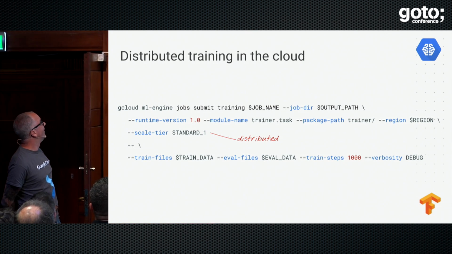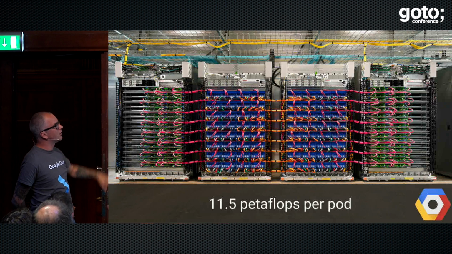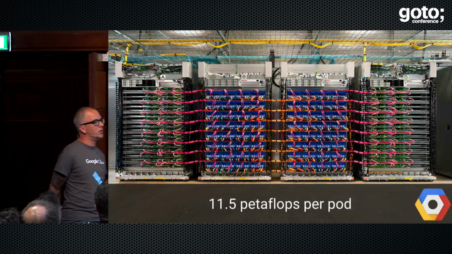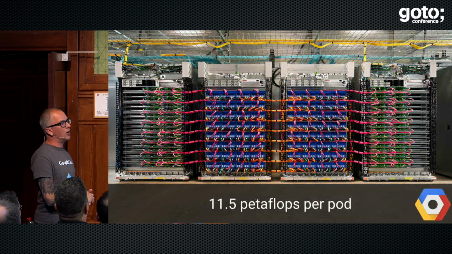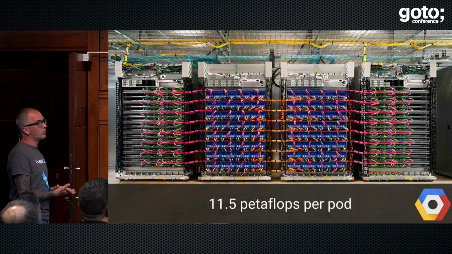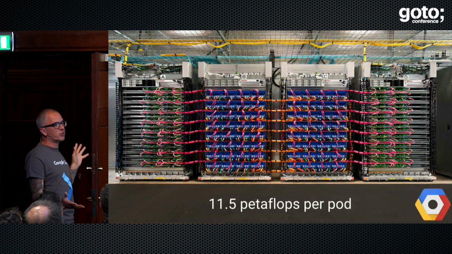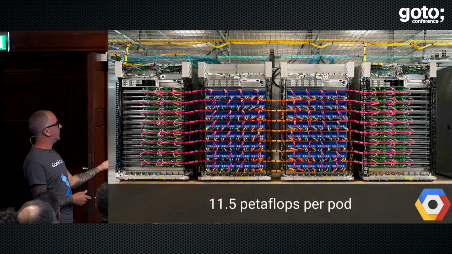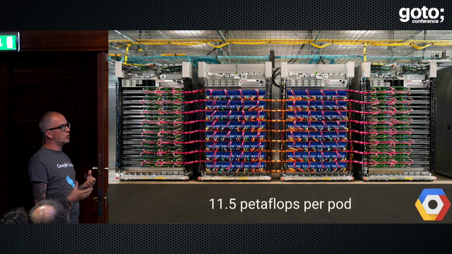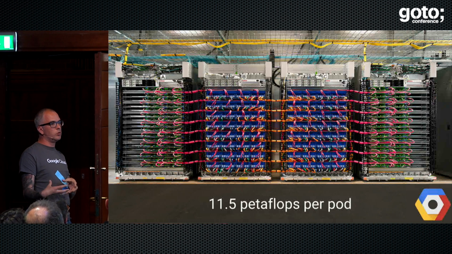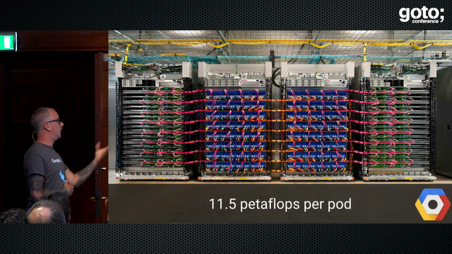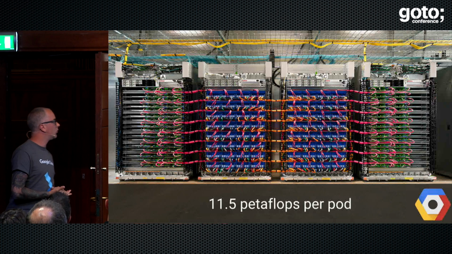So these are the pods of TPUs that we actually can offer up in the cloud. They're 11.5 petaflops per pod. So if you're really going to train something at scale, and this is the powerful thing about TensorFlow, you can just take what you've created and move it onto these different architectures just by changing those flags that Rokesh just showed you.